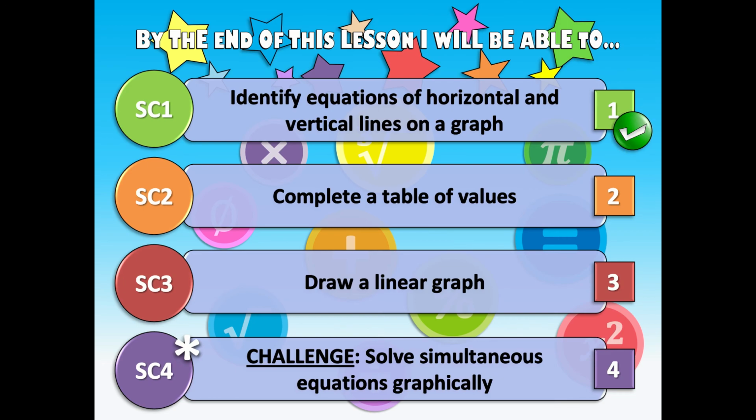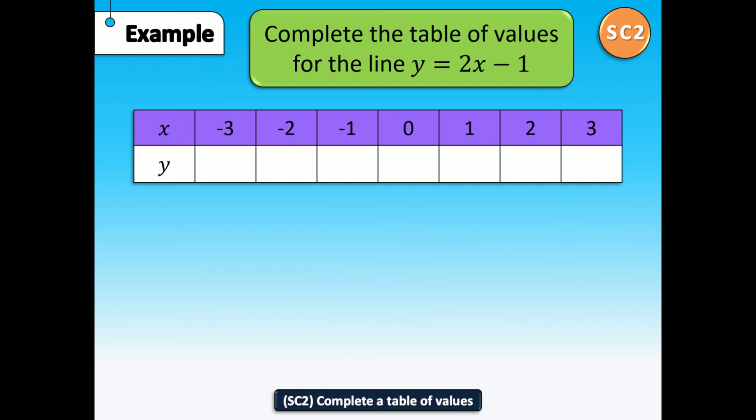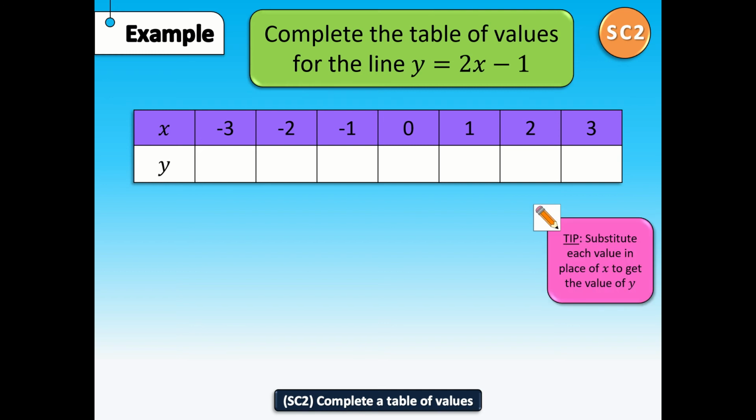Now we've completed success criteria 1. So now we're going to move on to number 2, and this is to complete a table of values. So we want to complete a table of values for the line y equals 2x minus 1. So this means to get the y value, we substitute in each x value, times by 2 and then take away 1, and that will give us the y value.